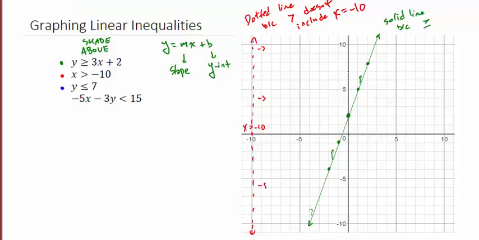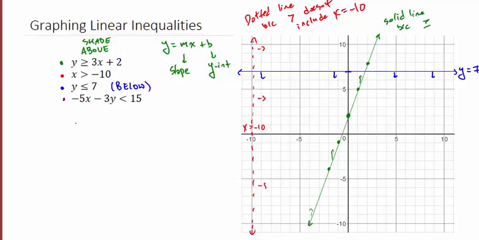Now, for the third one, I'm going to do it in blue, and it says y is less than or equal to 7. So I have to draw a horizontal line along y equals 7. And because it says less than or equal to, I put a solid line, and I shade below that line, including the line itself. So notice it's not dotted this time.